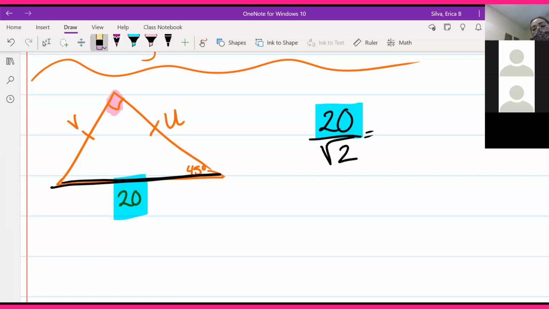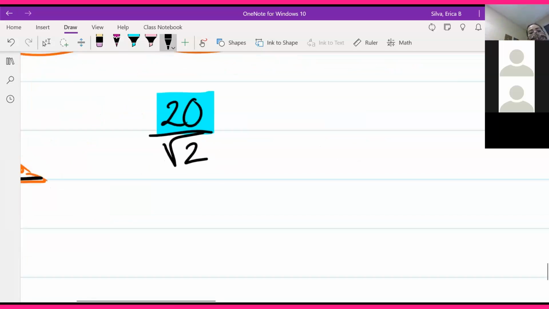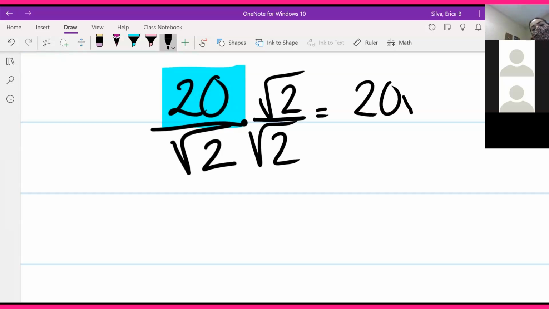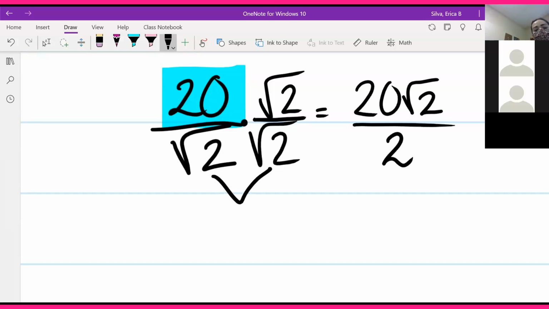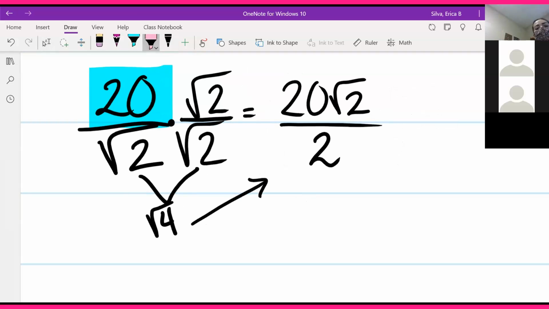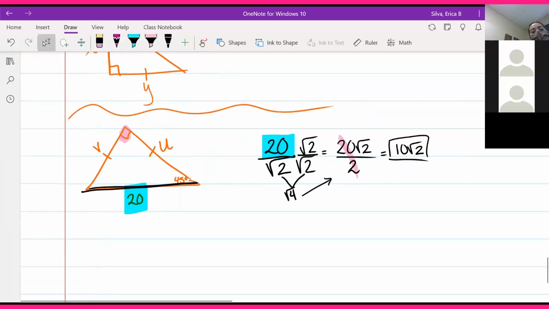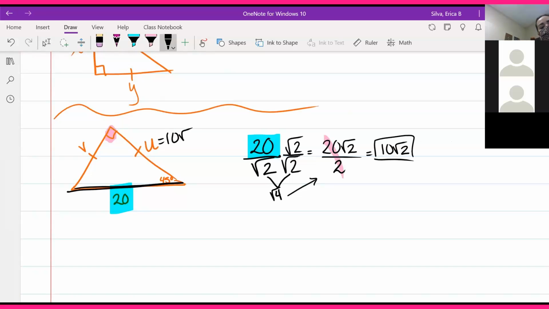All right, so here we simplify. We can't really simplify when we divide on this one, so we're going to rationalize our denominator. So we get 20 square root of 2 divided by 2. Remember, when we multiply these two, we get the square root of 4, and square root of 4 is 2. And then my final step is to divide 20 by 2, and we get 10 square root of 2. And that gives us our two side lengths, 10 square root of 2 and 10 square root of 2.